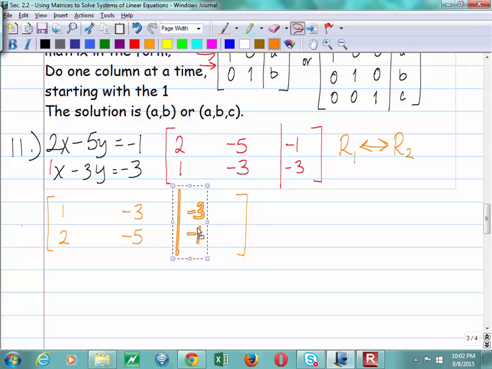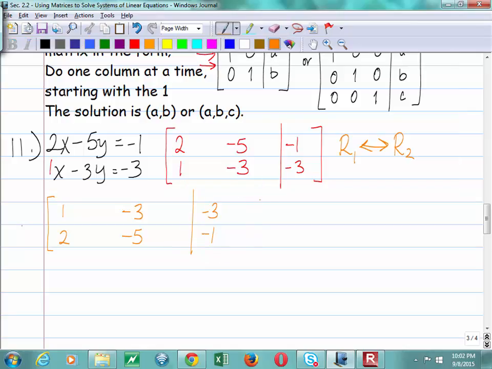So I'm still working on the first column. The next thing that I need to do on that first column is I need to have a 0 in the first column, second row. So instead of where this 2 is right now, I need to actually have a 0 there. So to do that, I'm going to use the opposite of that 2, which would be -2. I'm going to multiply that by the row that I just created a 1 in, which is row 1. And I'm going to add that to row 2, and that's going to become the new row 2.